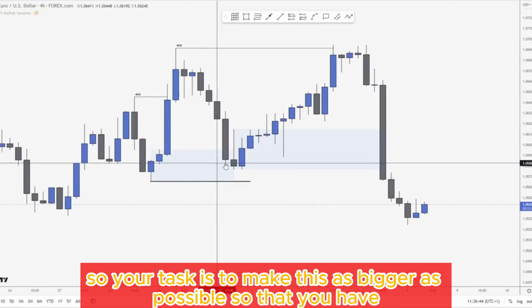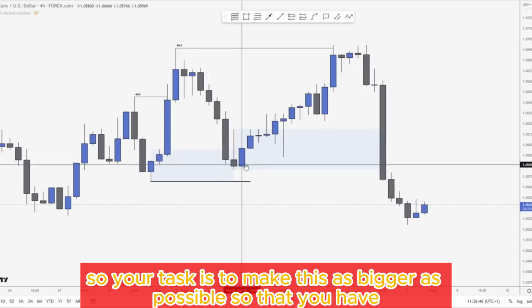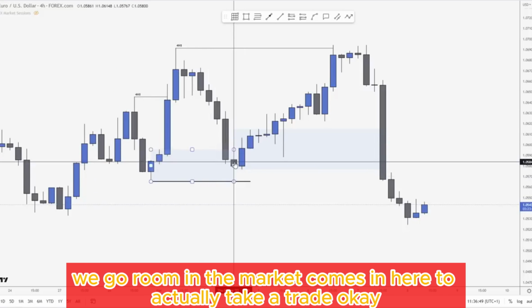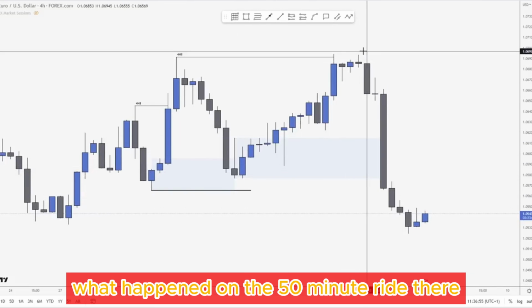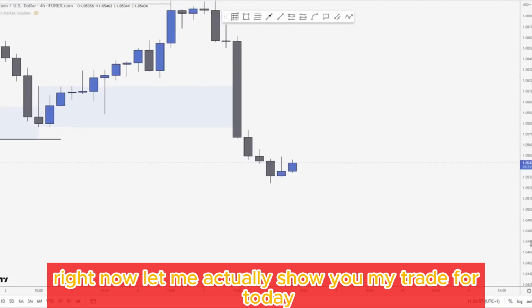So your task is to make this as big as possible so that you have wiggle room and the market comes in here to actually take a trade. Then we can jump in to look at what happened on the 50-minute right there. Right now, let me actually show you my trade for today.